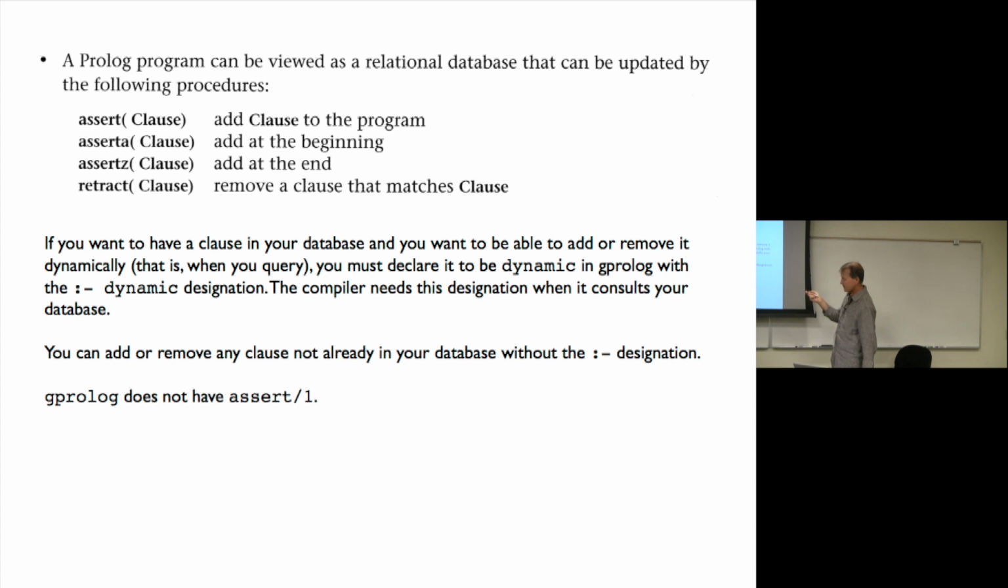In the first place, the predicates that are described in the book, there's 4 of them. There's assert, and asserta, and assertz, and retract. Now, the thing of it is that GProlog only has 3 of these 4. It doesn't have the first one. It only has asserta, assertz, and retract. Okay? So that's the first thing you have to be aware of. So if you experiment with assert, it's not going to work.